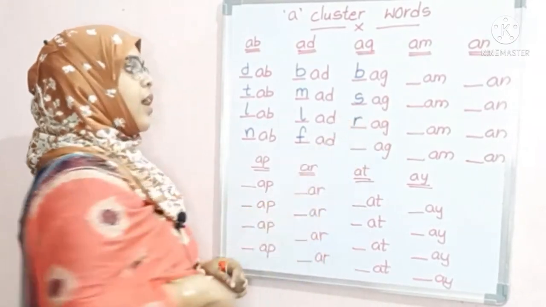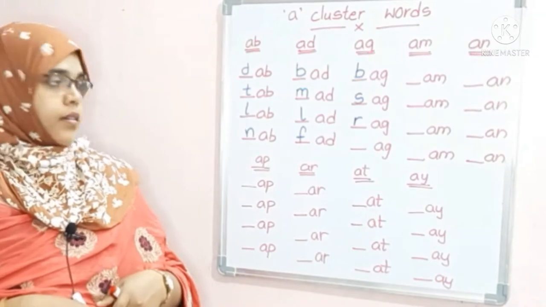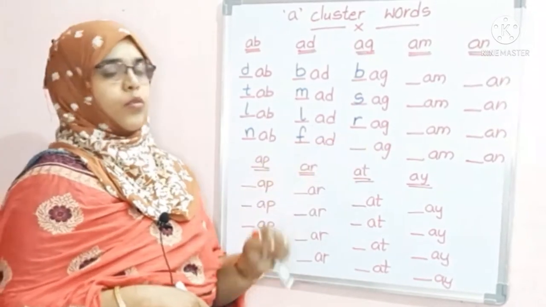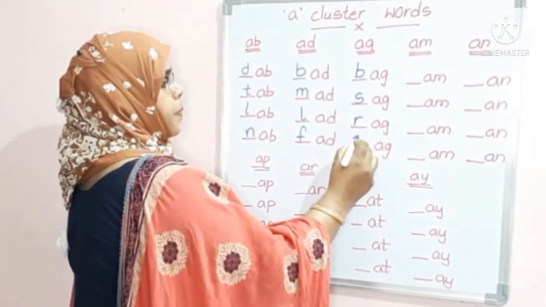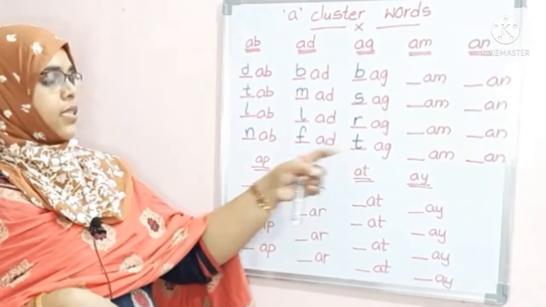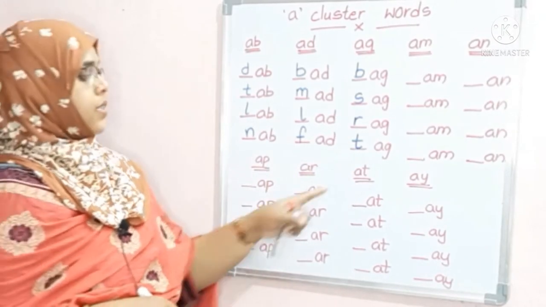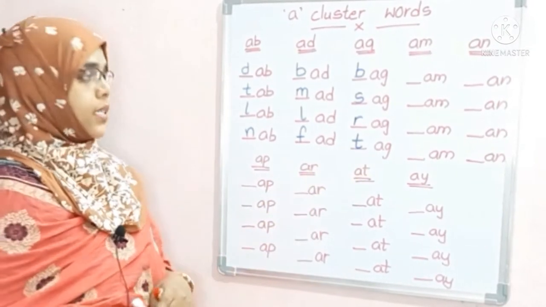This is R. What is this? R. The sound of R will be R. R, AG will be RAG. What is this letter? T. This is letter T. The sound of T will be T. T, AG will be TAG.